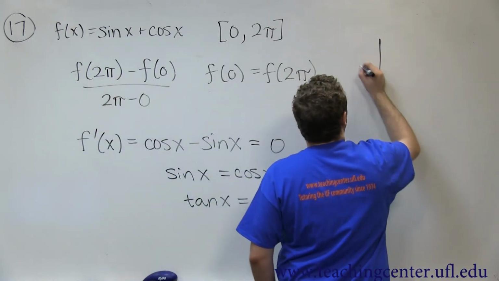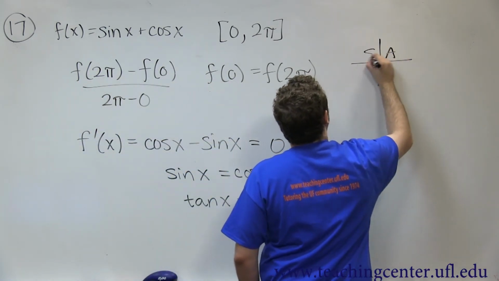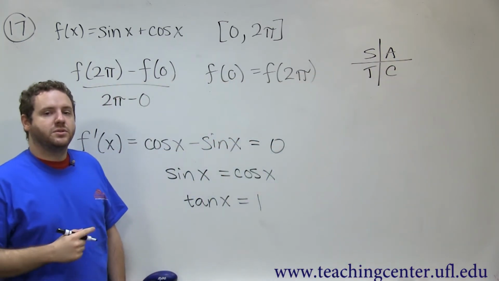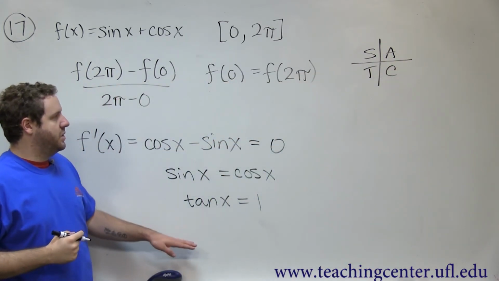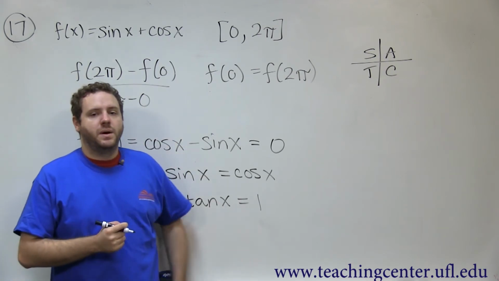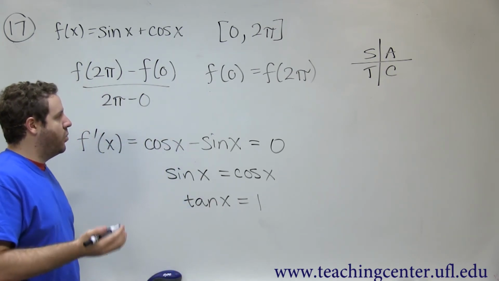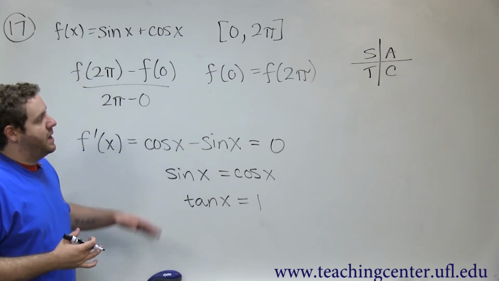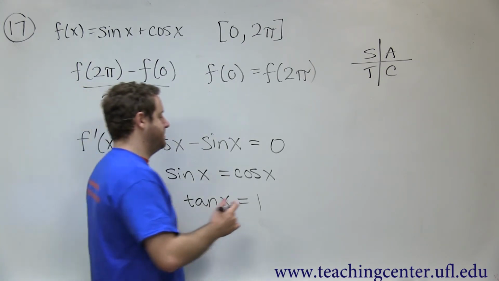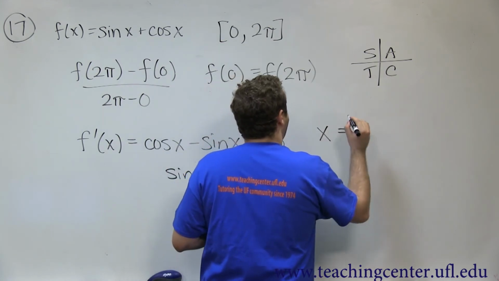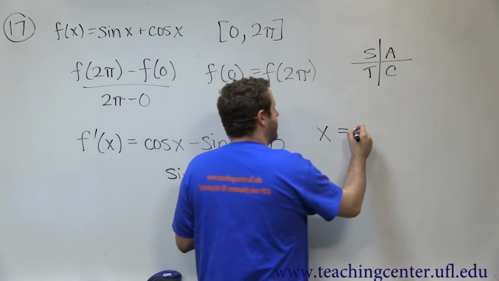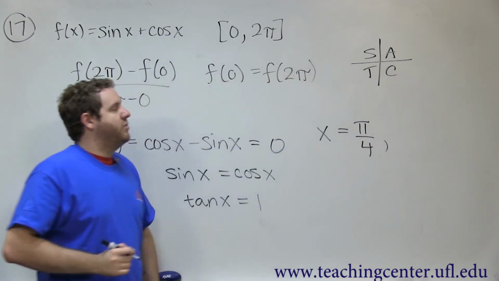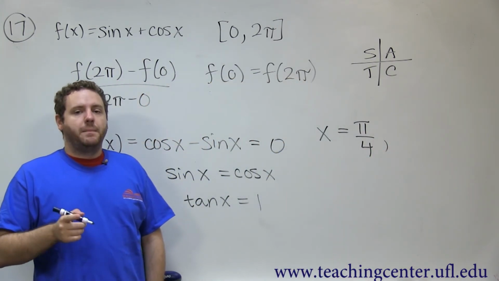Remember, all students take calculus. Tangent is positive in the first and third quadrants. So we know we're only looking in the first and third quadrants because we want a positive number. And tangent is 1 when your angle is pi over 4. So we need pi over 4 in the first and third quadrants. Pi over 4 in the first quadrant is pi over 4. Pi over 4 in the third quadrant would be pi plus pi over 4.